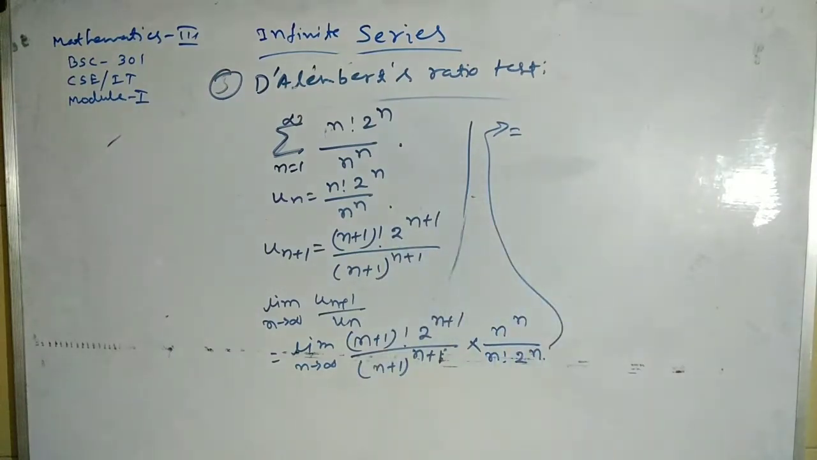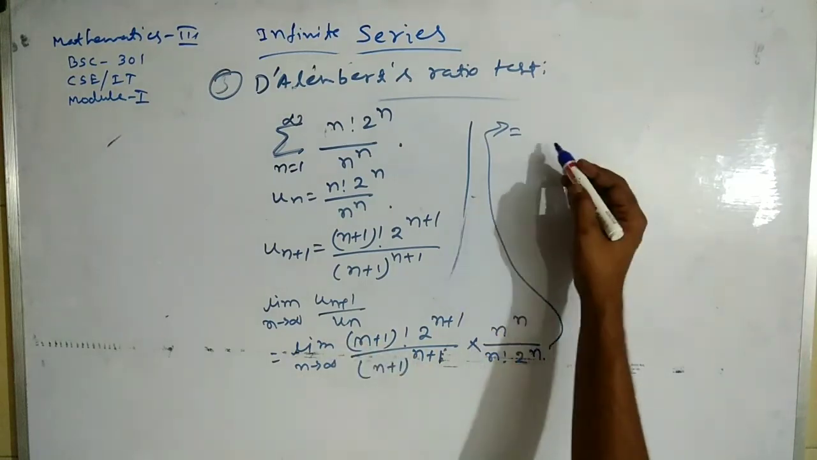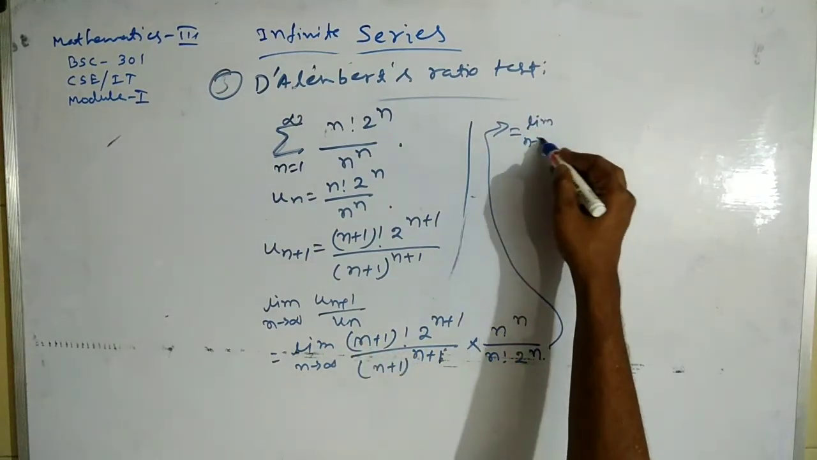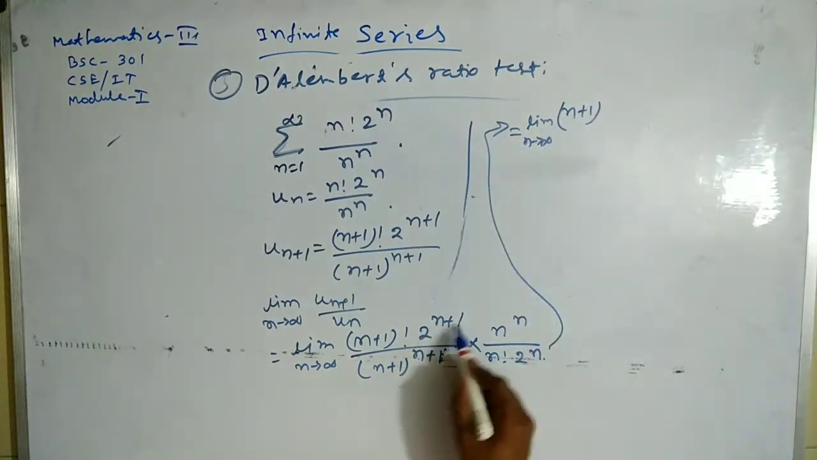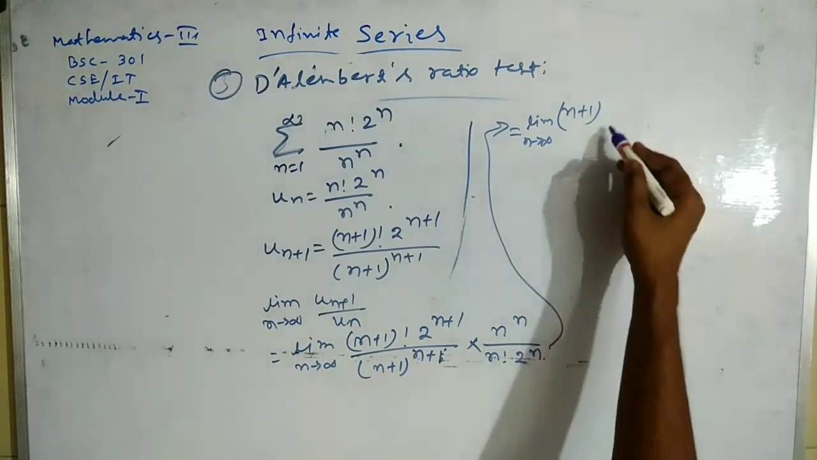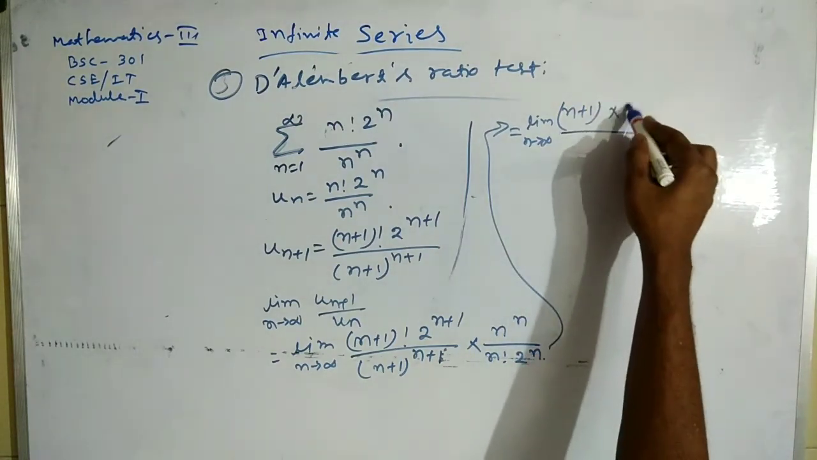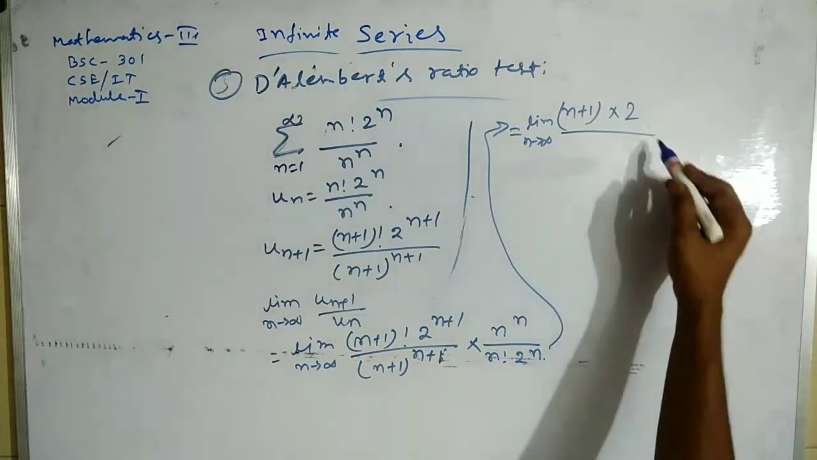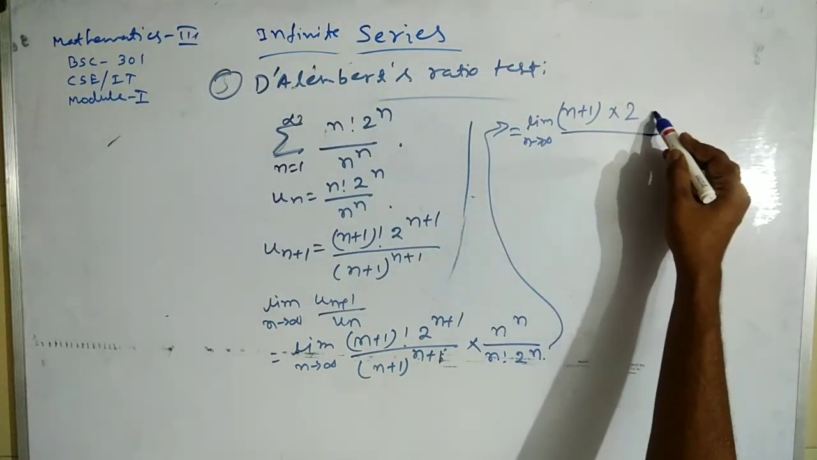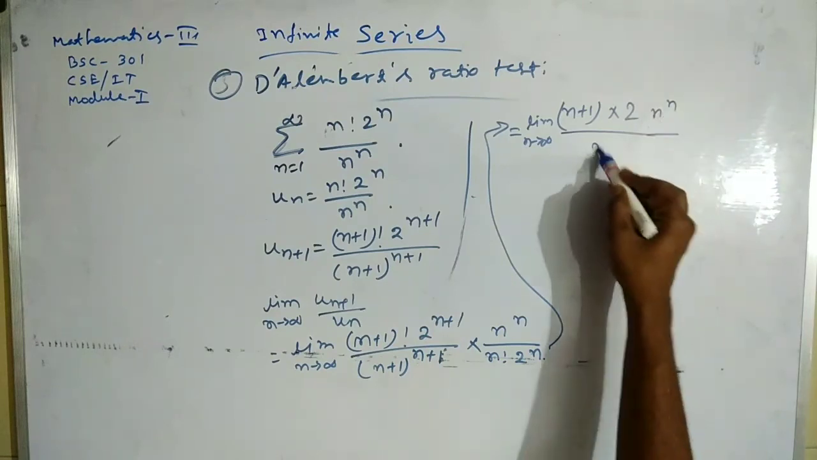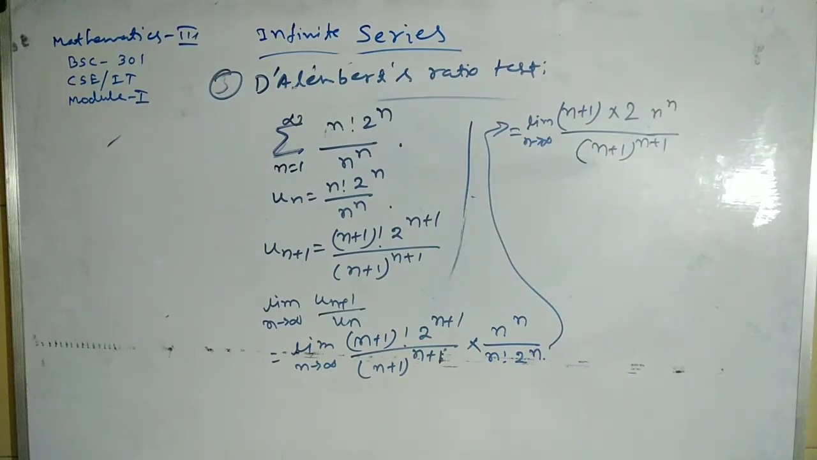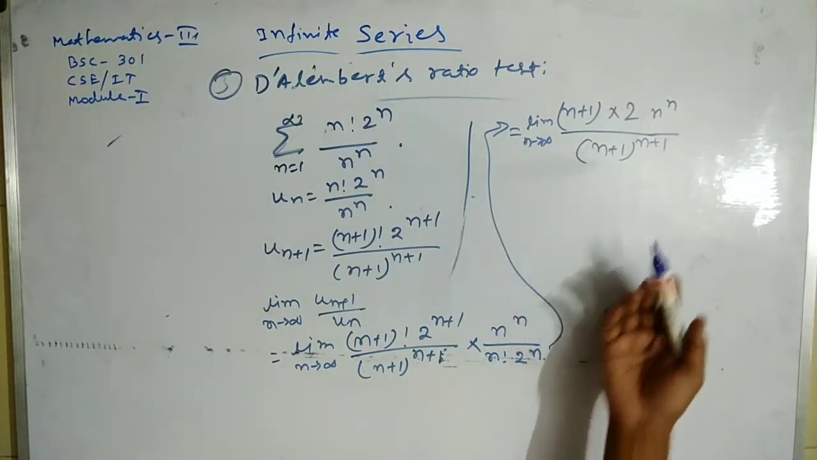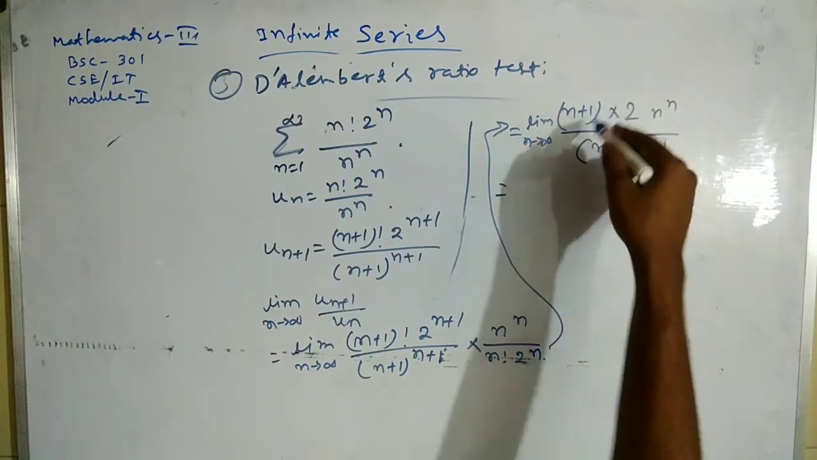Now n plus 1 factorial and n factorial cancel out, so it will be limit n tends to infinity of n plus 1, then 2 to the power n plus 1 by 2 to the power n, that will be into 2, and the remaining portion is n to the power n by n plus 1 to the power n plus 1. Here one n plus 1 will be cancelled out.